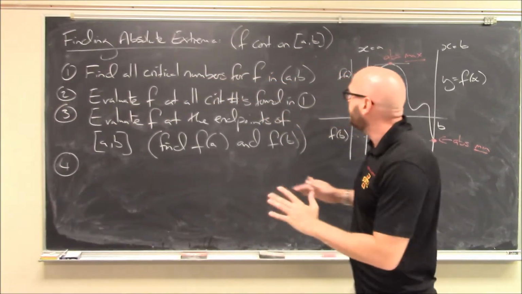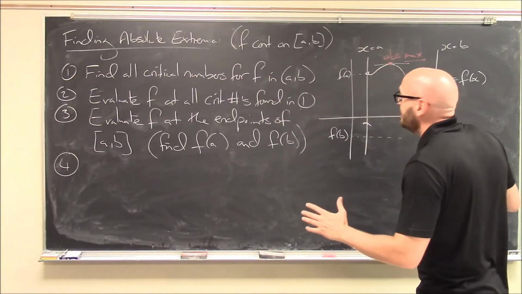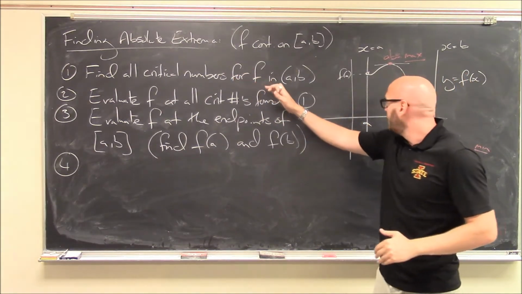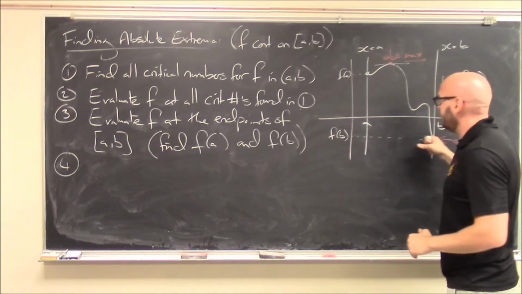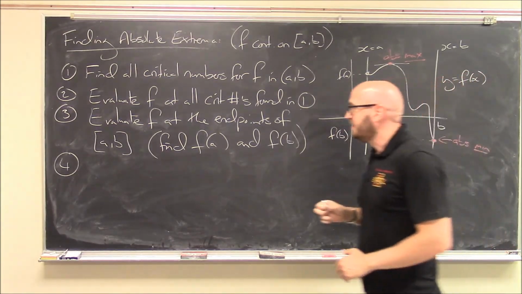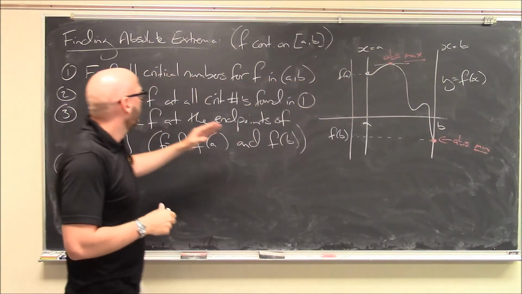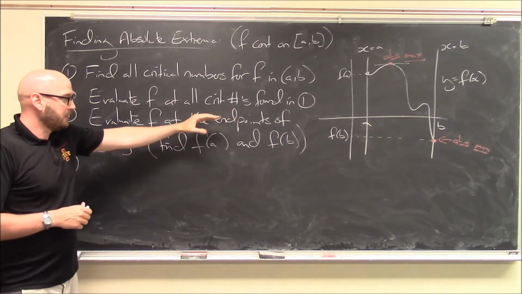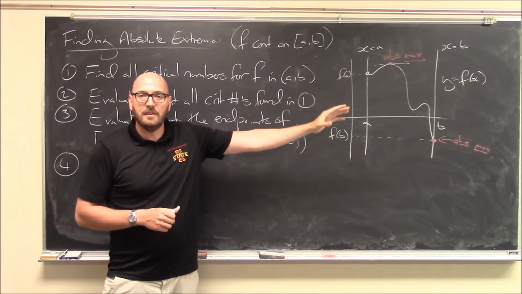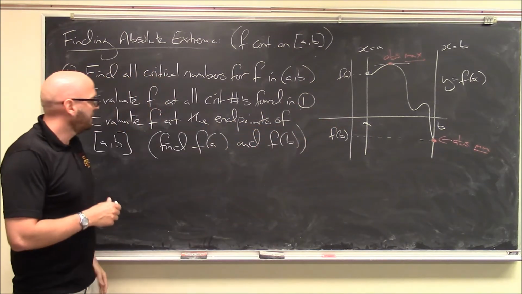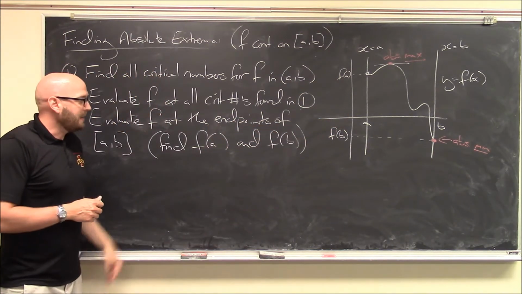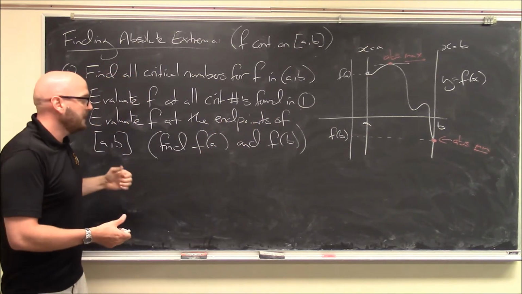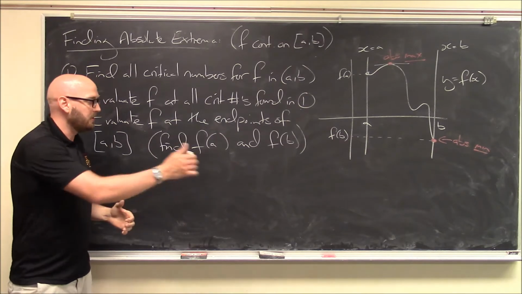Right, we've made this observation that absolute maxes and mins can only occur in two places, either at a critical number or at the endpoints of the function, at a or b. That's the only places they can occur. So I've found all the critical numbers, and I've evaluated the function at all the critical numbers, and I've also evaluated the function at the endpoints. Well, what's the absolute max going to be? The absolute max would just be the biggest value of all those points, and the absolute minimum would be the smallest value of all those points.